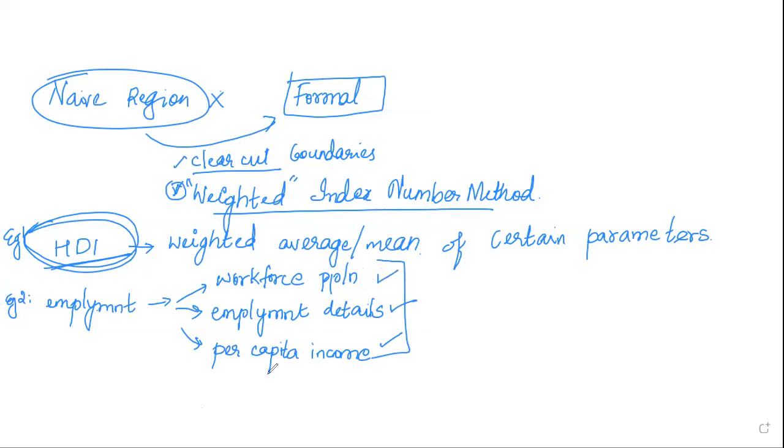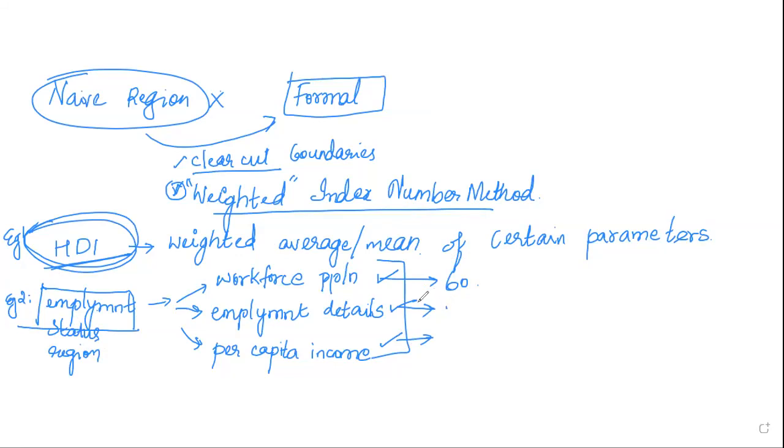Workforce population: how many of the people are in the workforce age? Workforce age is roughly greater than 18 to 60, or 15 to 60, let's say. So I can get all of these data and roughly estimate the employment status of that particular region. What am I doing here? I am giving a certain value. Let's say for workforce population, I will give a value of 60%.